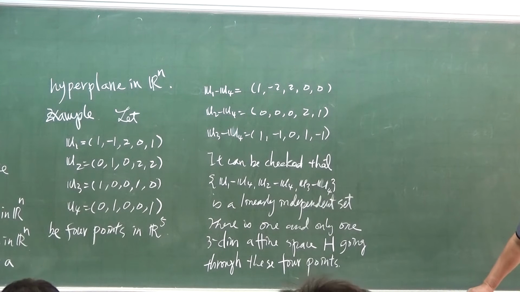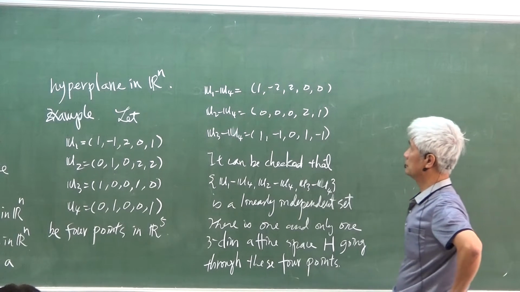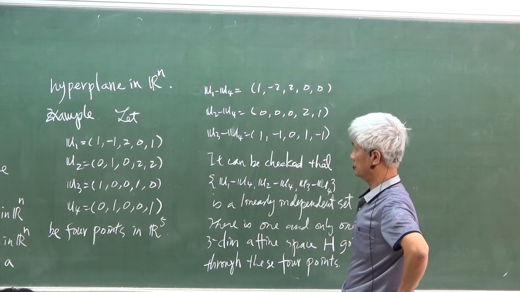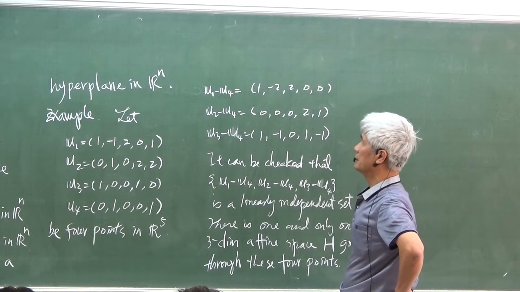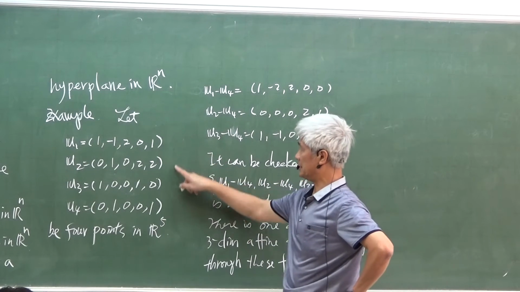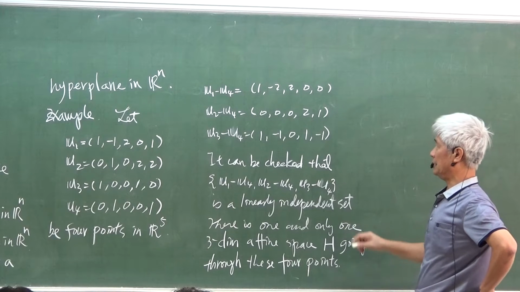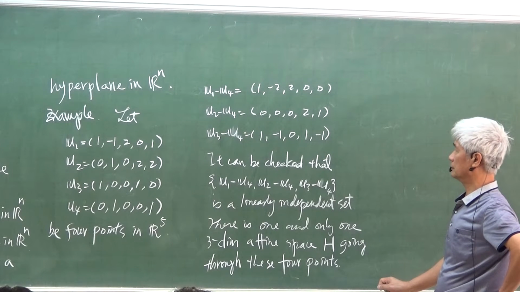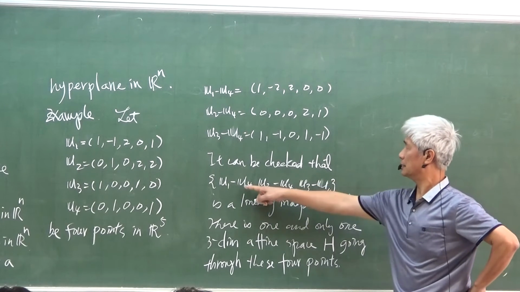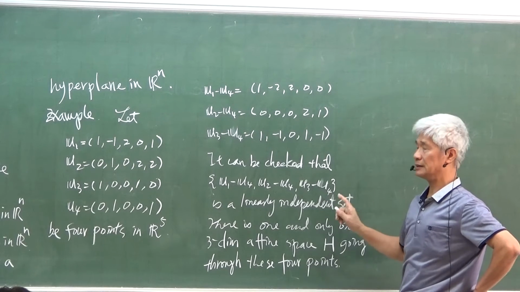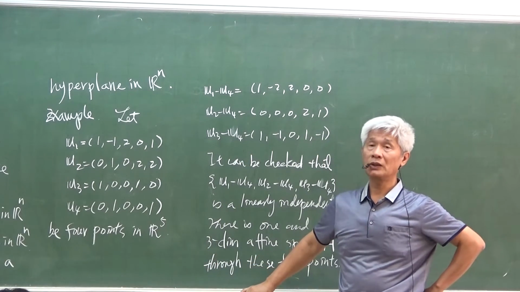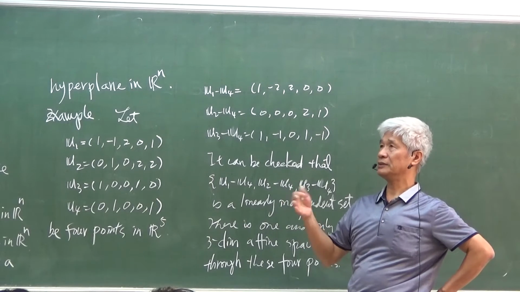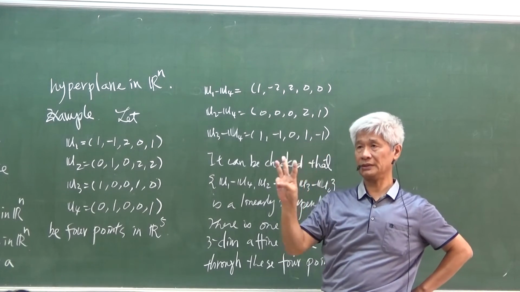So you can say that if these 4 points satisfy the condition that this set of difference vectors is linearly independent, geometrically it is saying that these 4 points are not coplanar, because to determine a plane you need 3 points.